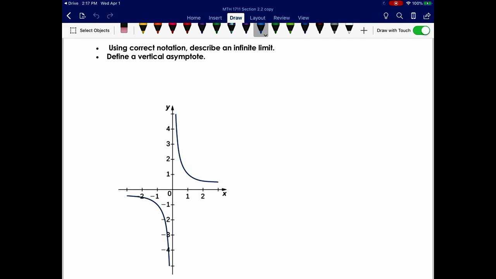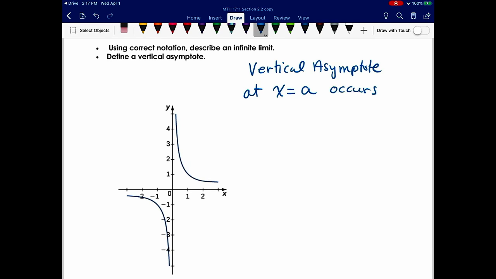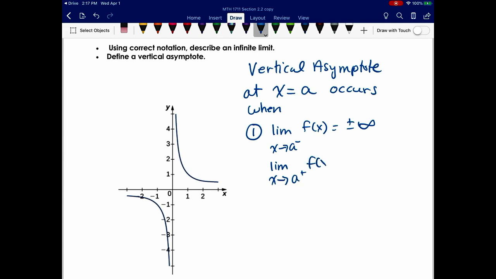Okay, now we're going to talk about limits that approach infinity or negative infinity and how they're related to vertical asymptotes. So a vertical asymptote at x equals some value, we'll call it a, occurs when one of two situations happens. You could either have the one-sided limits as x approaches a from the left of a function approach positive or negative infinity, and if you have the same thing coming from the right, if it approaches positive or negative infinity, then you would have a vertical asymptote at x equals a.